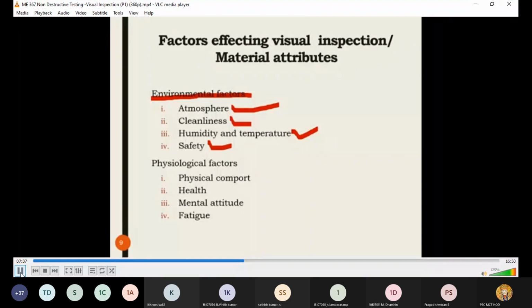Psychological factors, right? As we mentioned before, psychological factors also play an important role. First one is physical comfort. Sorry for the spelling. Second one is health. The third one is mental. All the terms are self-explanatory, so you do not need to explain all of this.